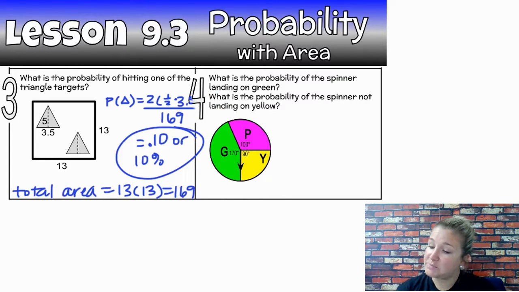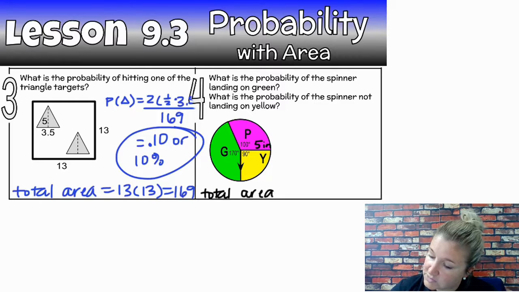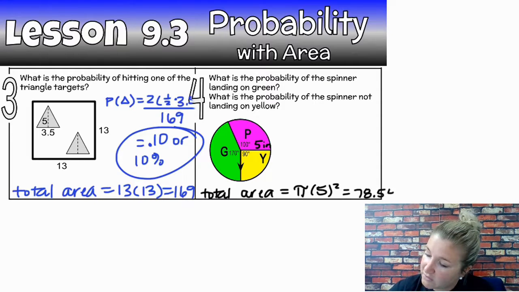Okay, now the probability of a spinner. You're going to find the probability of a spinner landing on green. There's one slight thing you need to add here, and that's the radius. So the radius here we're going to say is 5 inches. I need to find the area of green first, divided by the total area. So the total area for this spinner is pi times 5 squared. Well, we did that in problem number 1, so that's 78.54.